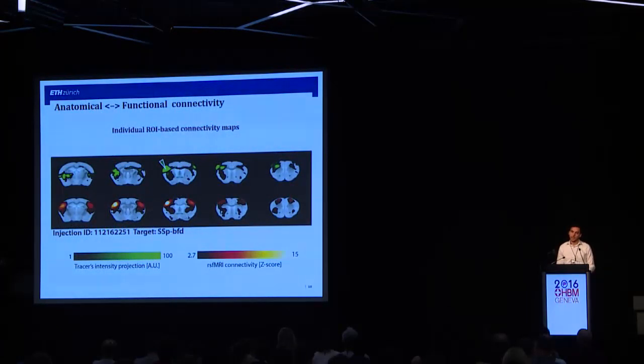And this is how an individual result looked for one injection here in the somatosensory barrel field cortex. You see in green the tracer intensity projection, and in red the resting state fMRI connectivity. You can already see that there are many similarities between the two metrics, particularly in the contralateral cortex or in the striatum, but in the thalamus, like here with the red arrow, for example, we could see some areas in which we saw a structural connection but not a functional connection.